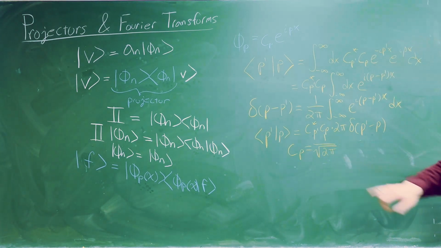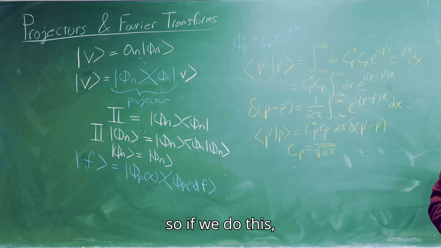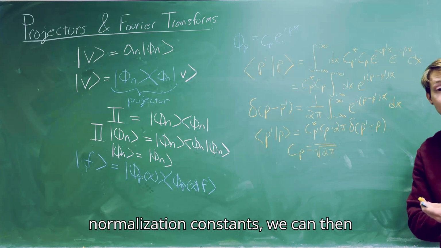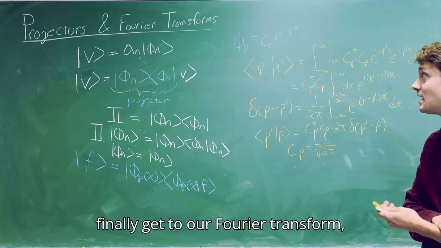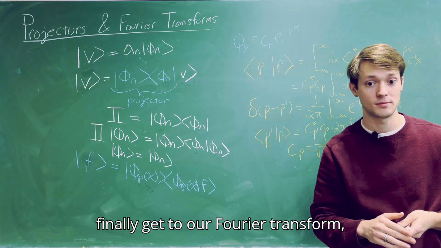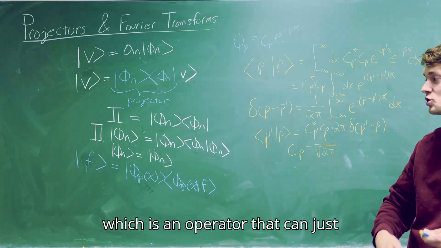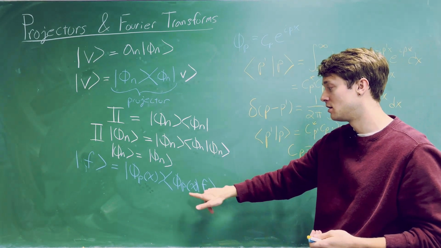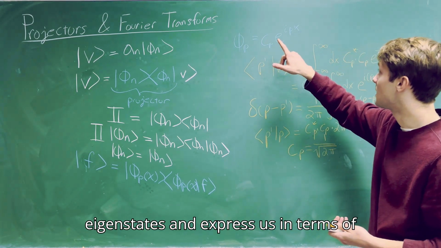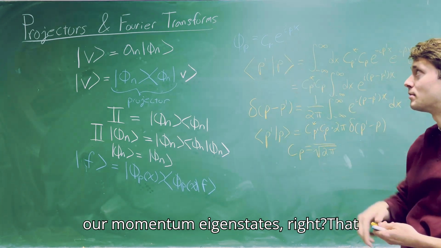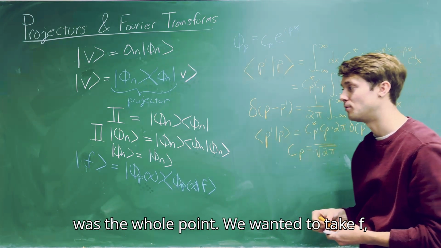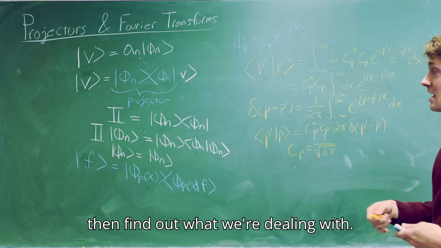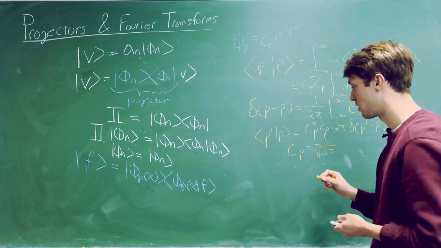Okay, so if we use this definition, we find the normalization constants, we can then finally get to our Fourier transform, which is an operator that can just generally take us from our position eigenstates and express us in terms of our momentum eigenstates, right? That was the whole point. We wanted to take f, project it in the momentum basis, and then find out what we're dealing with.